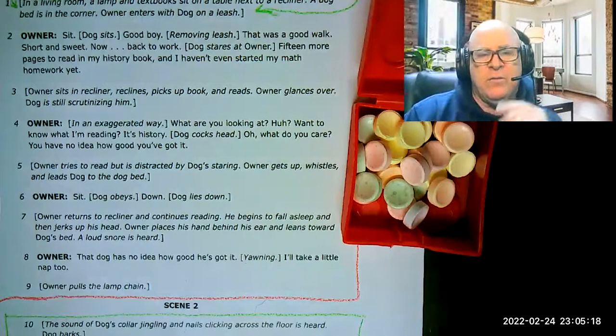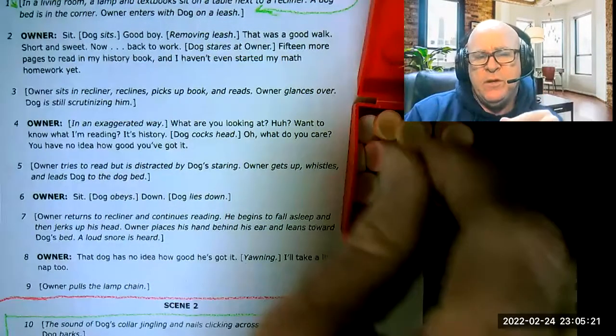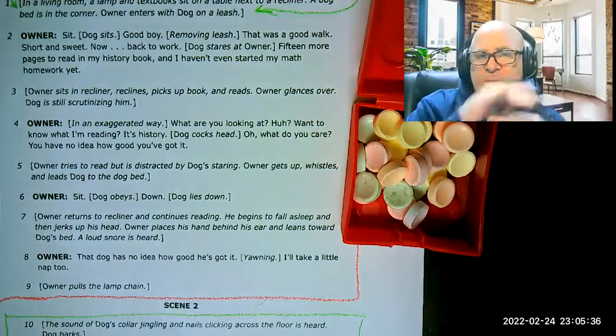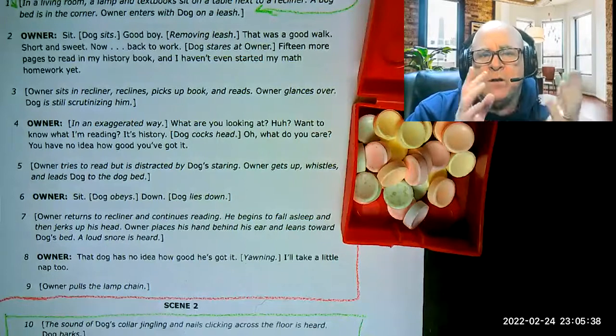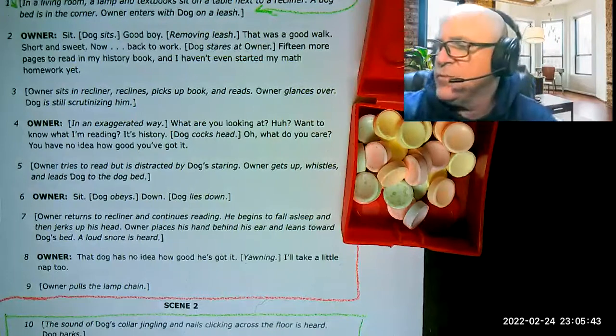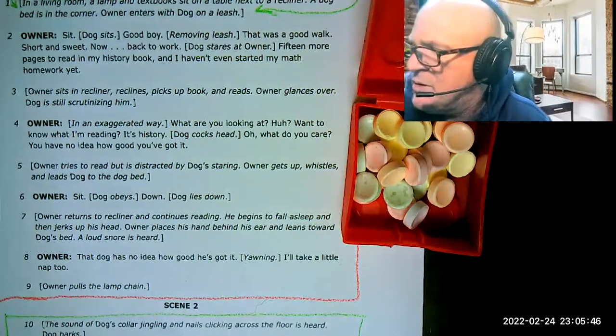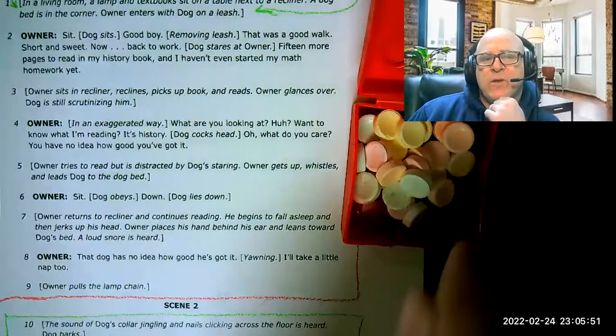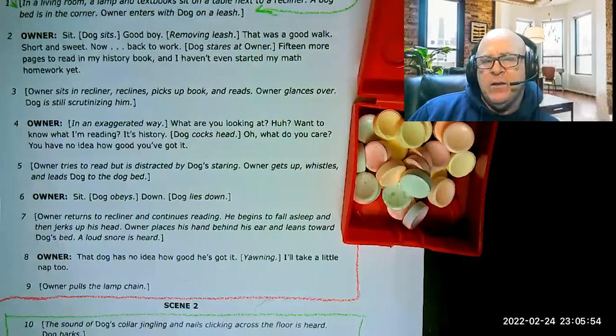Three consecutive. Owner doing two things joined by the conjunction and. A loud snore is heard. So since it's only the owner and the dog, you can infer that the dog is snoring. Action. So of course you would want somebody, the dog or somebody who's good at making a snoring sound. You could have a little quick contest there.